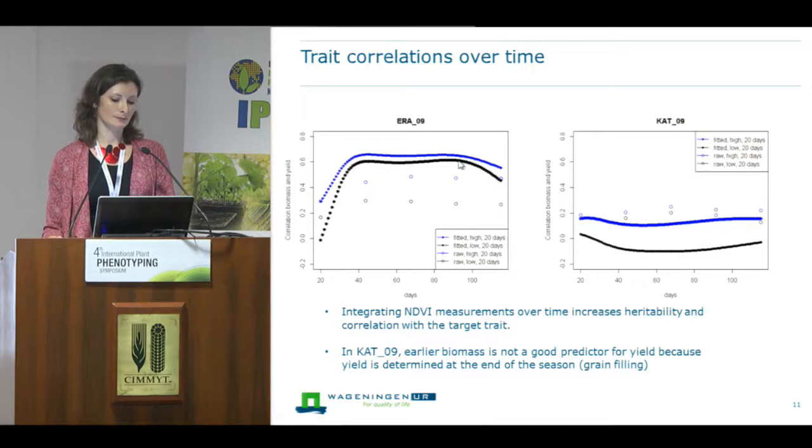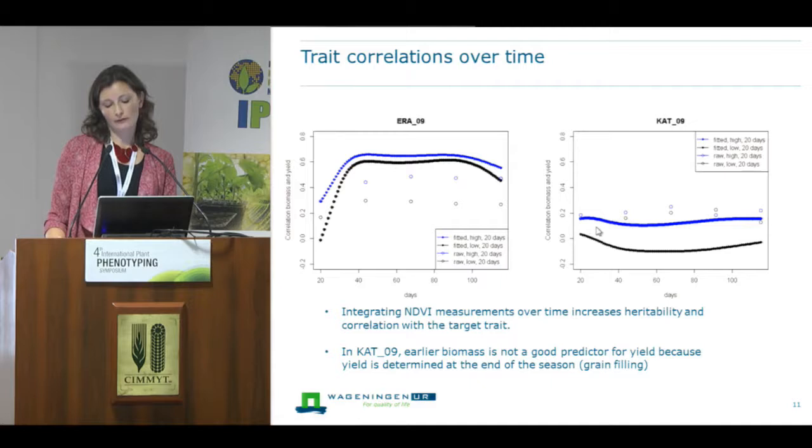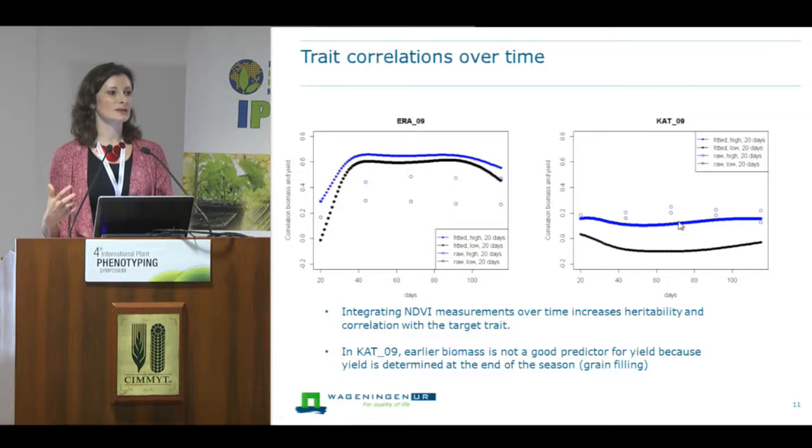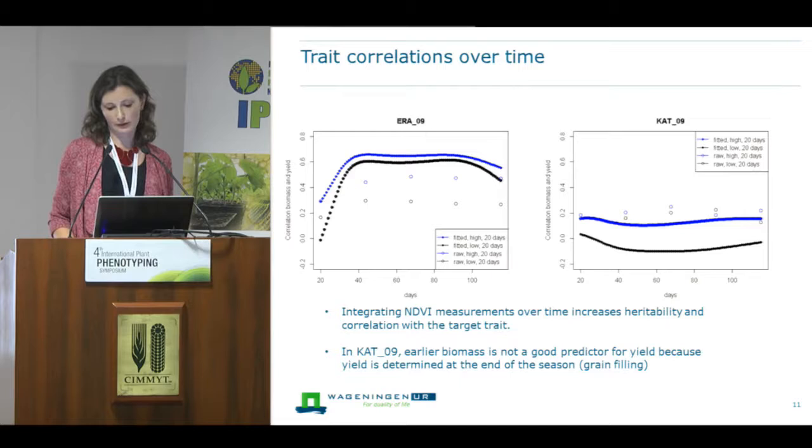In the second environment, the NDVI measurements were almost not correlated with yield. So in this case, biomass is not very informative about yield, and the reason for this is because the trait that is underlying yield differences, determined at the end of the growing season, is grain weight. So initial periods are not really so relevant compared to the final period.